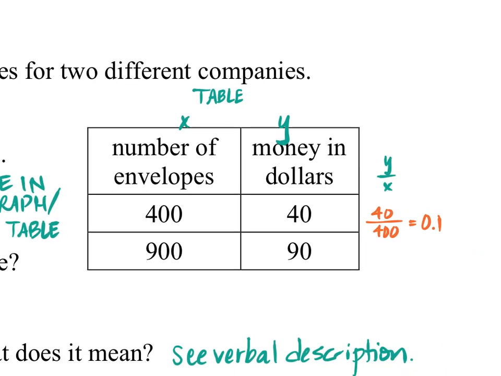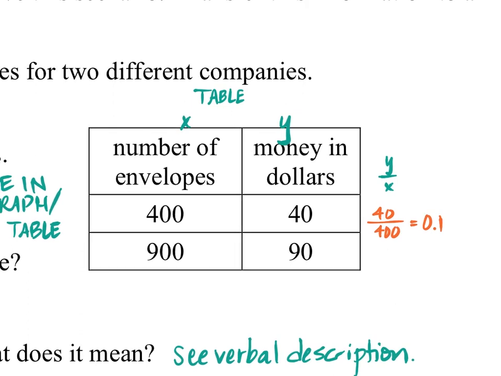If you label the first column X and the second column Y, you should see that we're going to set up a ratio of Y over X, or we're going to set up the dollar amounts over the envelope amounts. And if you set up 40 over 400 or 90 over 900, you get that it equals 0.1.